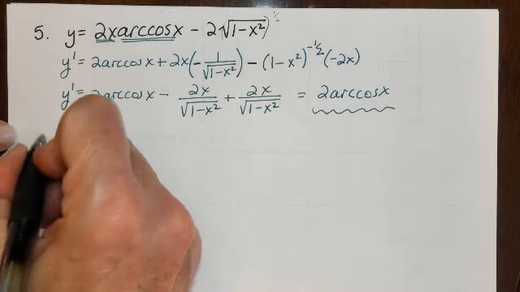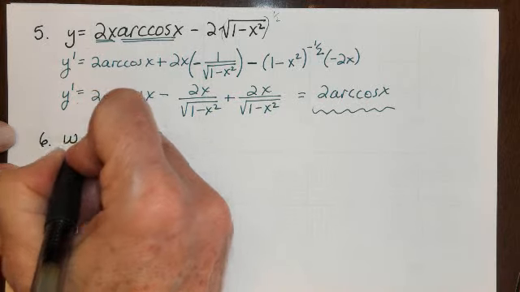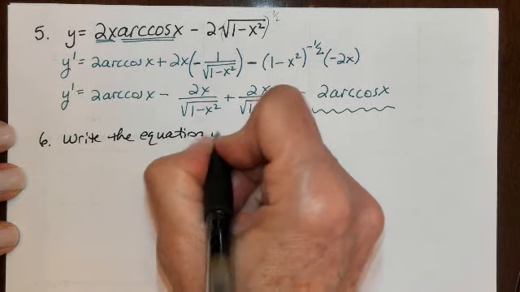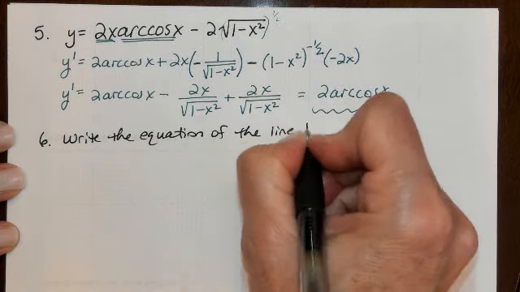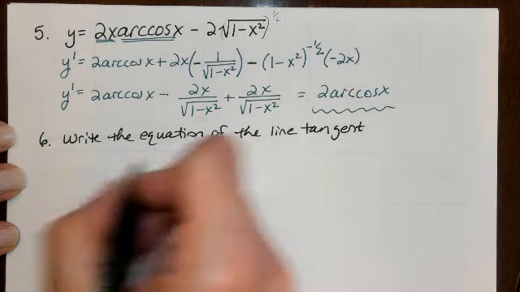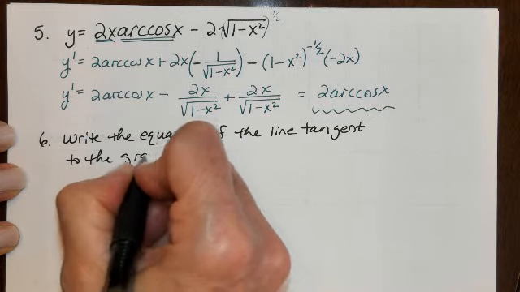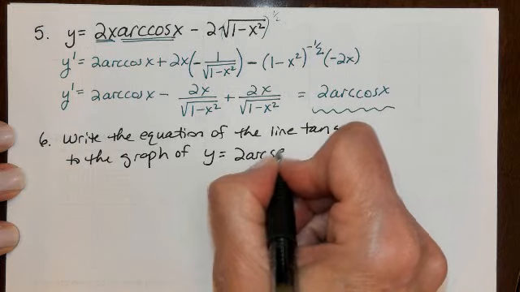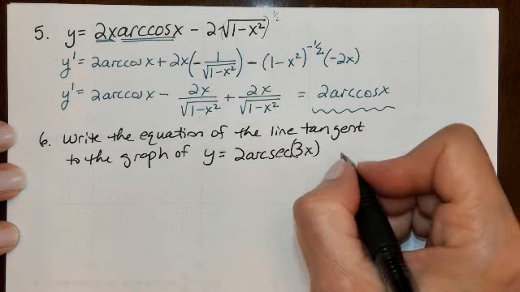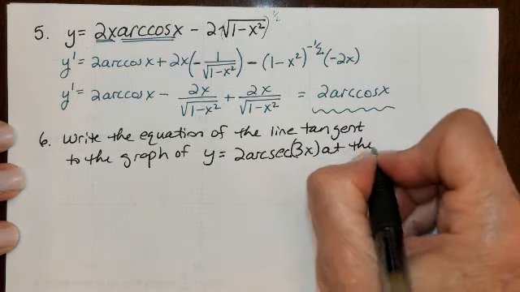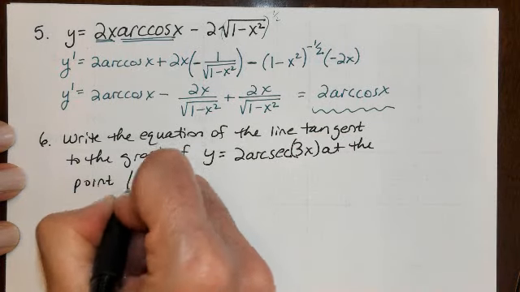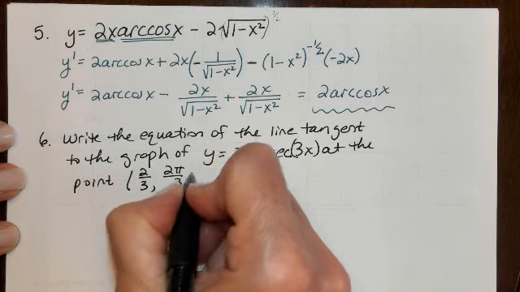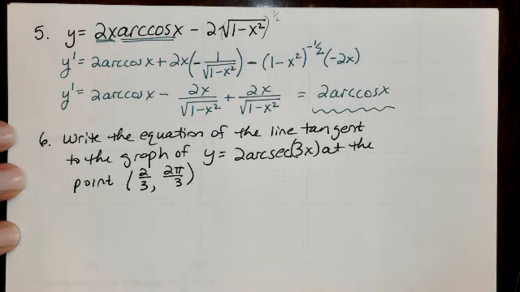Okay, number 6. Let's write the equation of the line tangent to the graph of y equals 2 arc secant 3x at the point 2/3, 2 pi over 3. Okay?